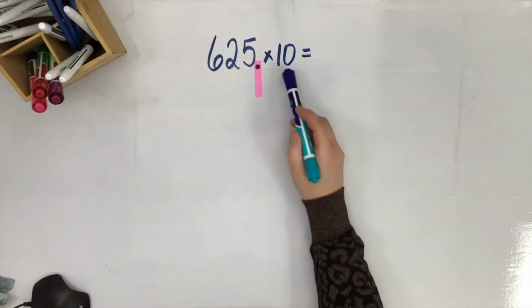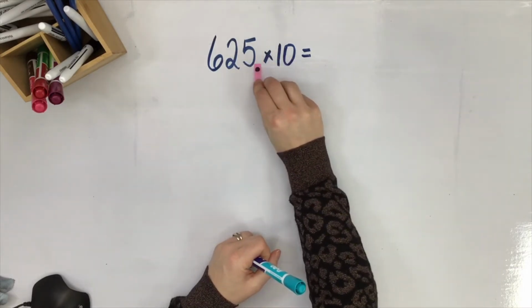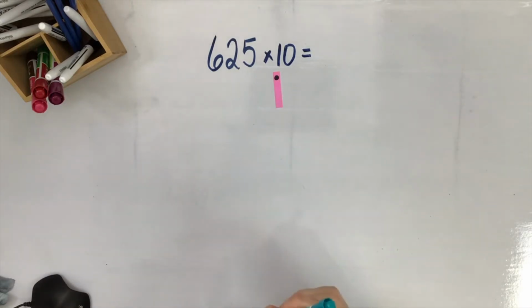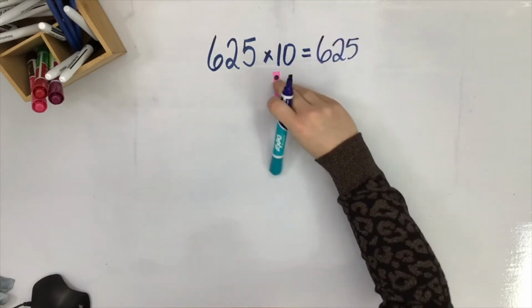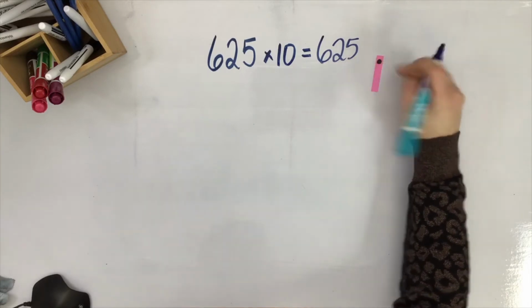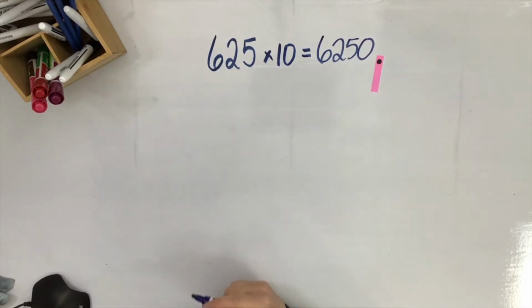Okay, and when I'm multiplying a number by 10, I know that the decimal is technically moving one place to the right. So if I were to write my answer, 625, and that decimal that used to be here is now moving because the number is increasing by 10 times, it's creating an open space to fill with a 0. So now my number is 6,250.